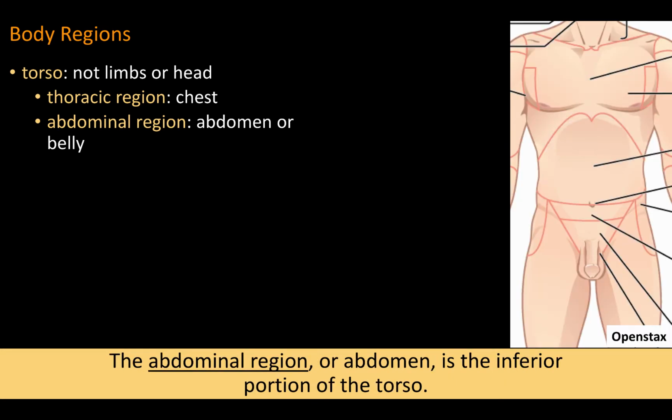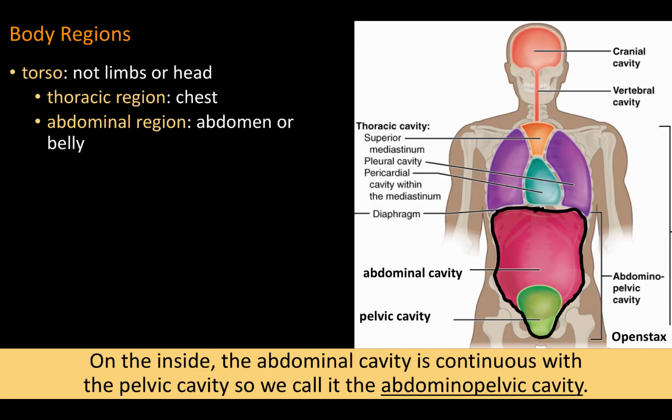The abdominal region, or abdomen, is the inferior portion of the torso. On the inside, the abdominal cavity is continuous with the pelvic cavity, so we call it the abdominopelvic cavity.